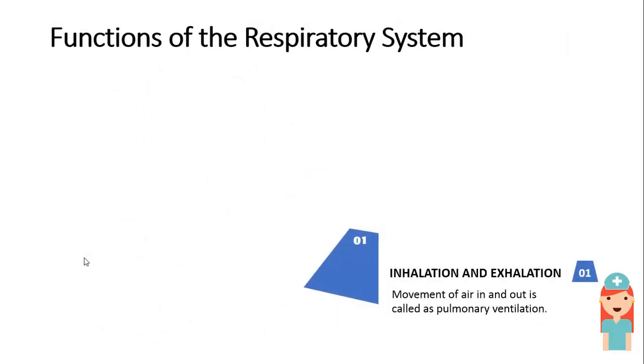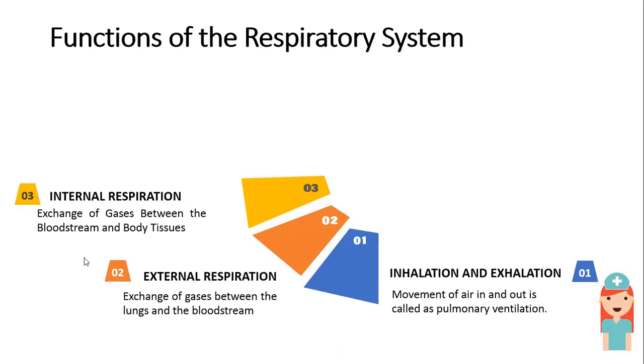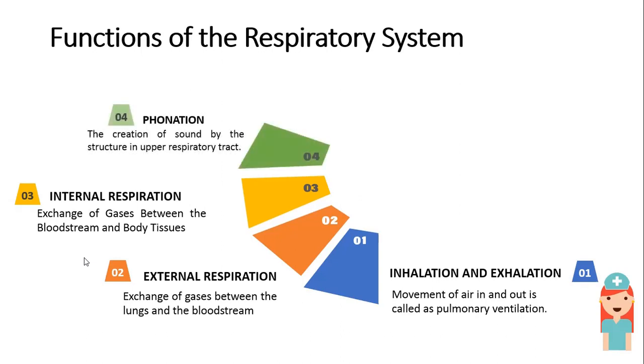The first function is inhalation and exhalation. That is, the movement of air in and out is called pulmonary ventilation. Next one is external respiration, the exchange of gases. The respiratory system helps in the exchange of gases between the lungs and the bloodstream. The third one is internal respiration, the exchange of gases between the bloodstream and the body tissues. The fourth one is phonation, the creation of sound by the structures in the upper respiratory tract.